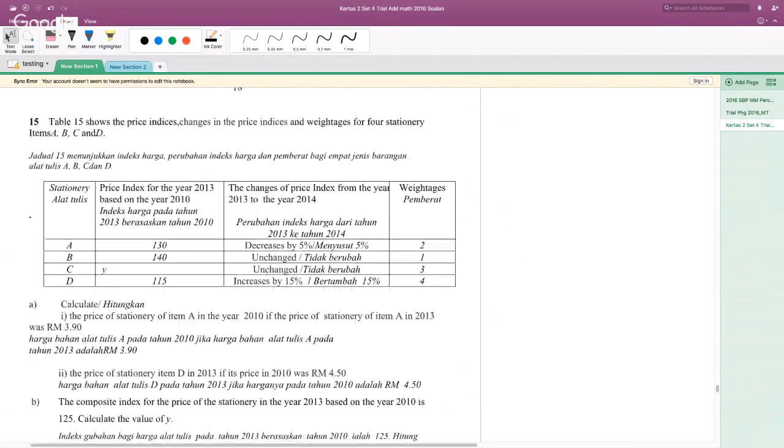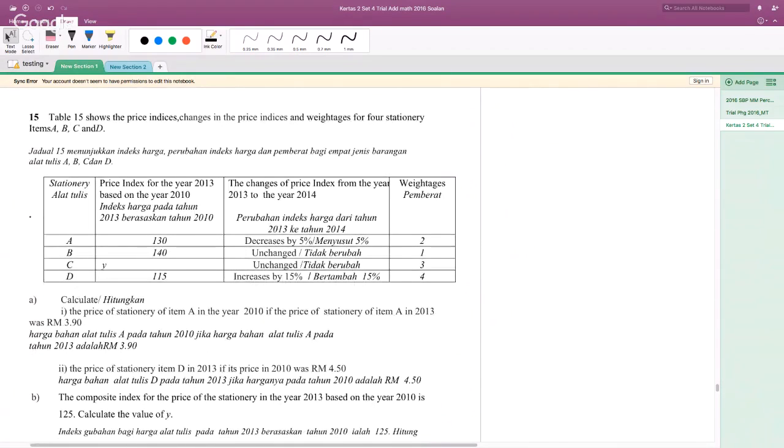Okay, so first thing is, this is Table 15, showing the price index change. Okay, showing the change in the price index. That means the price index actually changed from 2013 to 2014. This is like normal what we have, 2013 based on 2010, for four stationery items A, B, C, D.